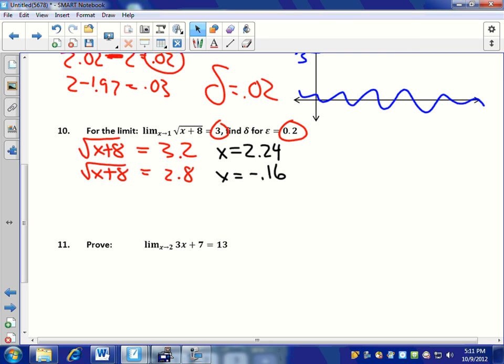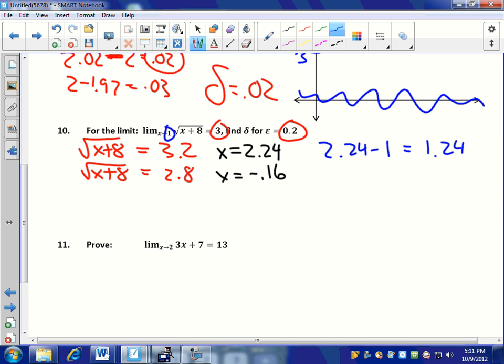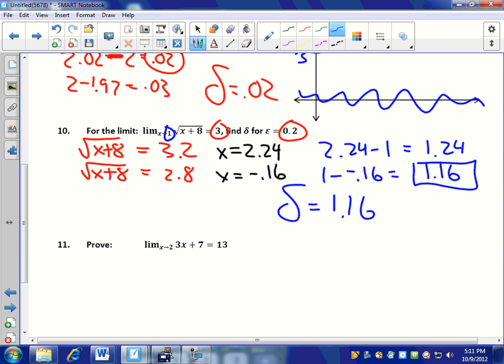What is our a value? What are we approaching? We're approaching 1. So how far are we from 1? Well, 2.24 minus 1 is 1.24. And 1 minus negative 0.16 is equal to 1.16. That's the lower of them, so delta is equal to 1.16.